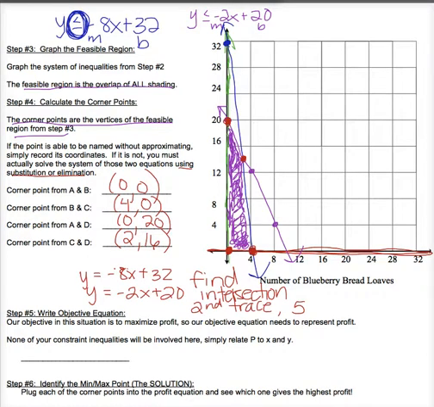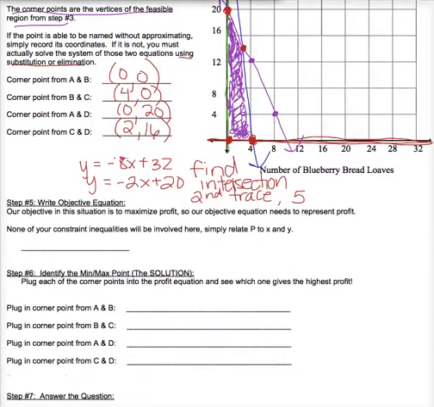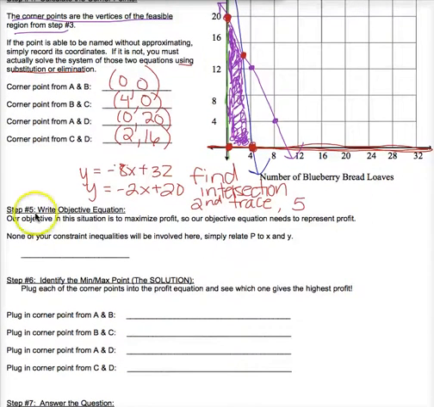So now I've got my corner points. The point of the corner points is to find that maximization or minimization. So our objective here was to maximize the profit. And we haven't yet written an equation that represents profit. So that's what we're going to do now. Write our objective equation to maximize profit. So none of our constraint inequalities are going to be used. We're just simply relating P to X and Y.